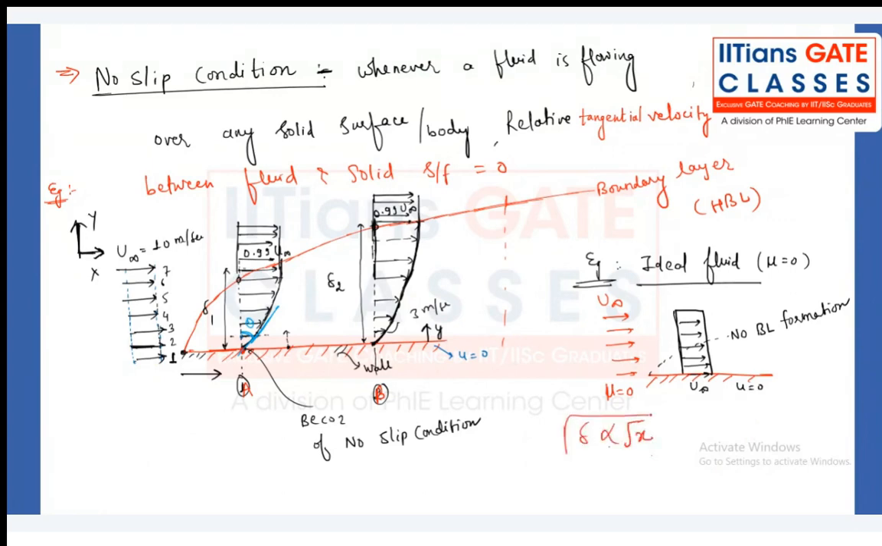So delta will be directly proportional to what? Under root of x for the laminar flow. If you take x as infinity, delta will also be infinity. But that is not possible, you know. You cannot have an infinite length plate. Definitely you will be having a finite length plate in your practical scenario.